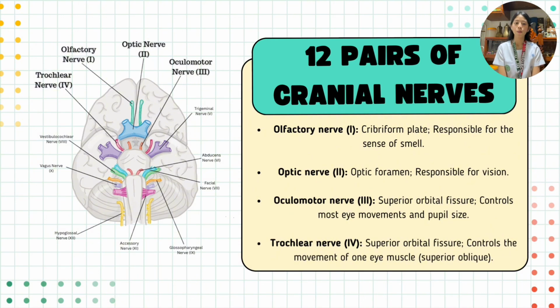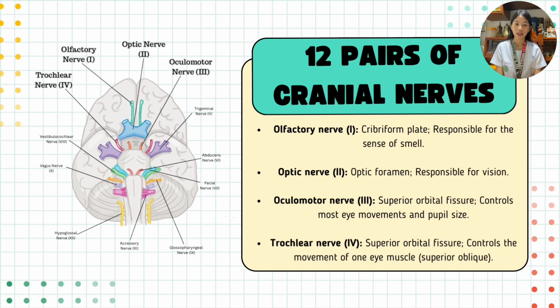Second, we have the optic nerve. It is located in the optic foramen and is responsible for vision. Third, we have the oculomotor nerve. It is located in the superior orbital fissure and controls most eye movements and pupil size. Fourth, we have the trochlear nerve.